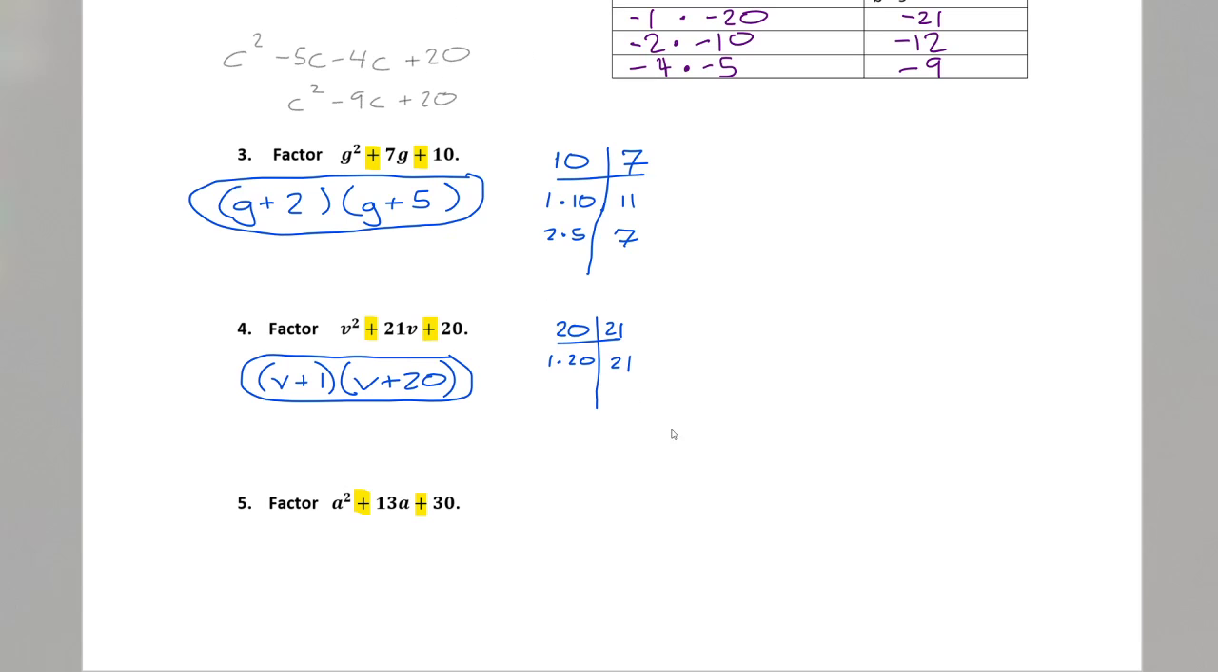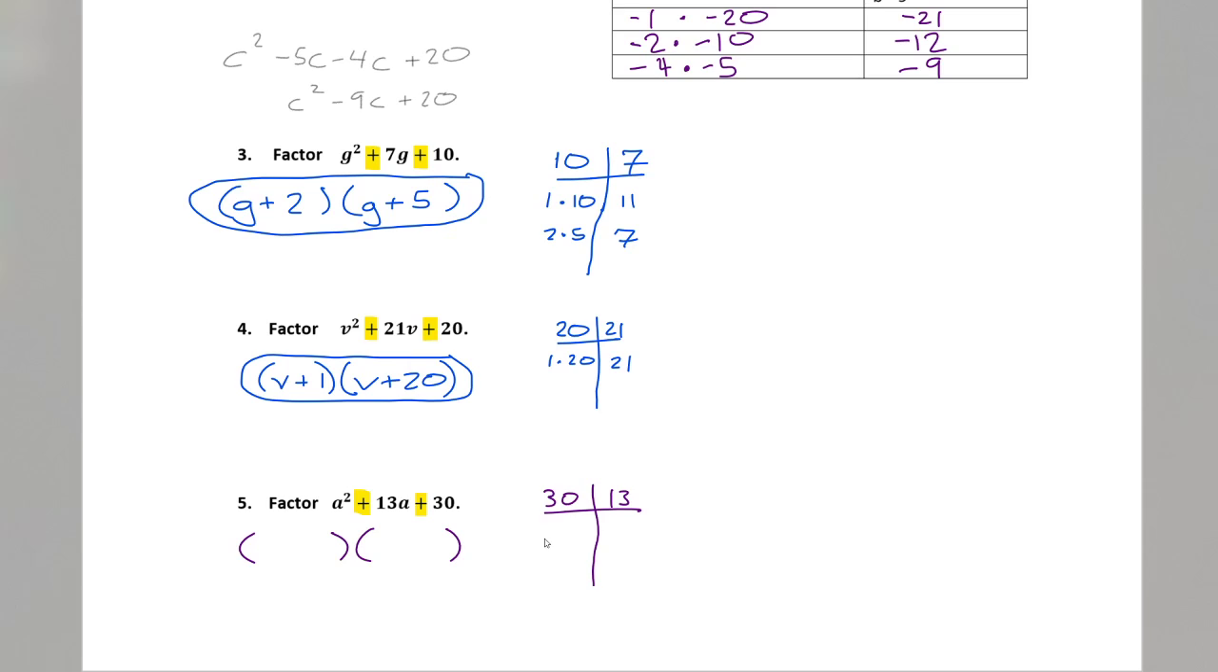Right, for the next one, I want you to pause after you write this portion down. So we're looking for something that has factors of 30 but add up to be 13. And then I want you to find out what your factors are. Go ahead and pause and then come back.